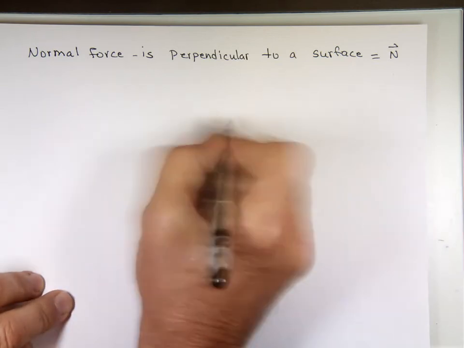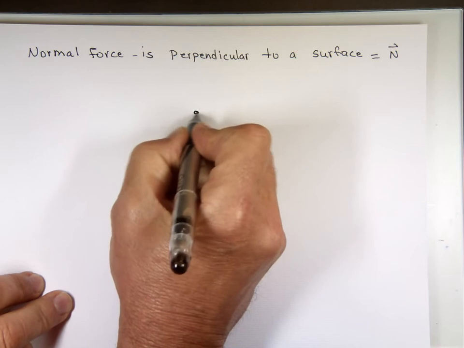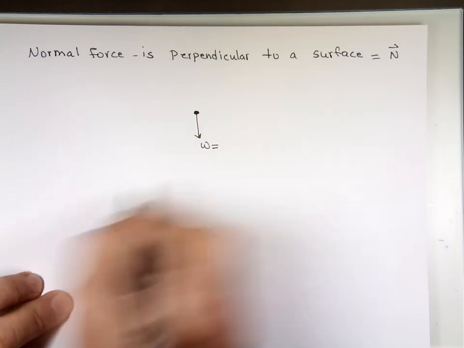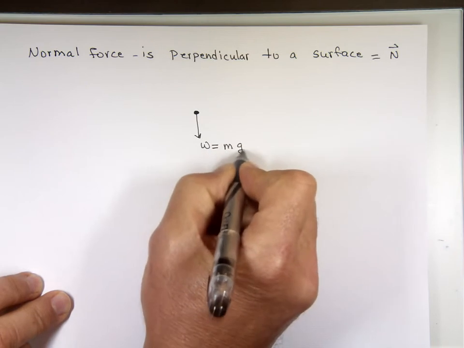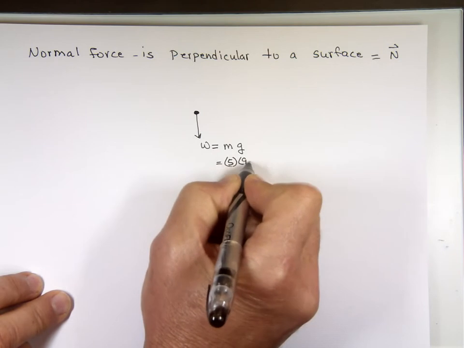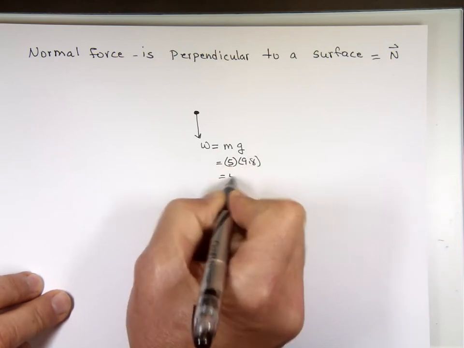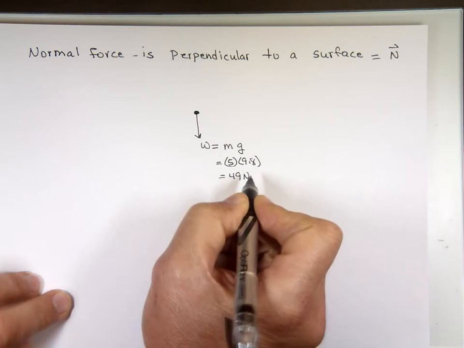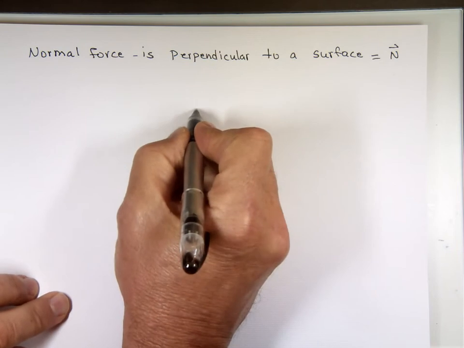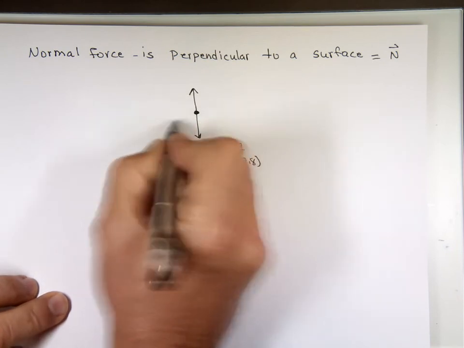When you put your book on a desk, this is your book. Your book has a weight, which is mass times gravity. So if your book is 5 kilogram, 5 times 9.8, that's 49 Newton. Newton's third law says for every action there's an equal and opposite reaction. That means that desk is going to push back on your book upward. And that's your normal force, perpendicular. This is the table here.